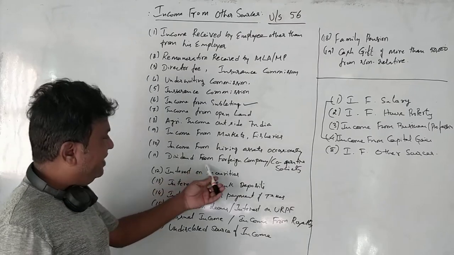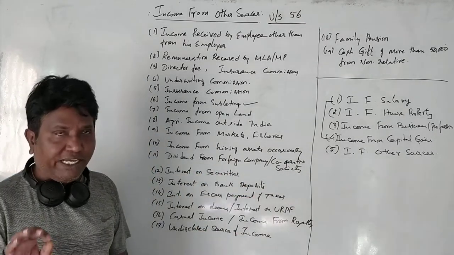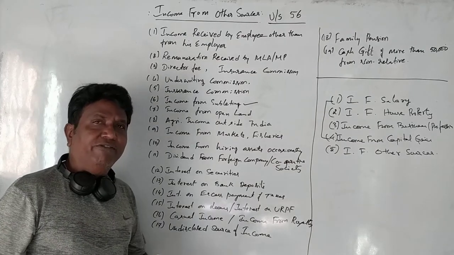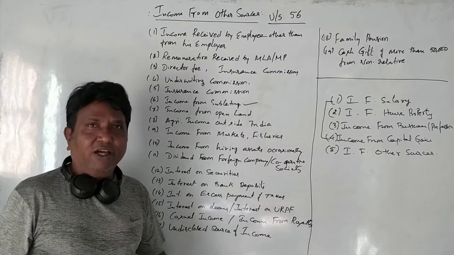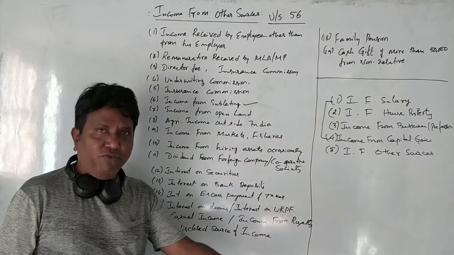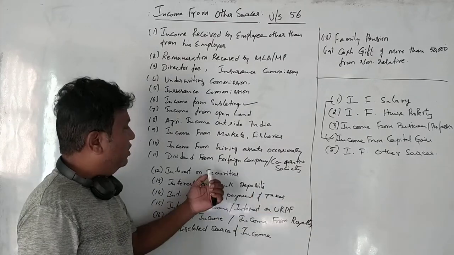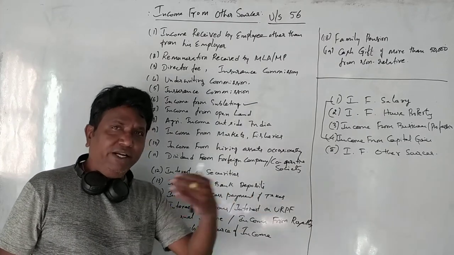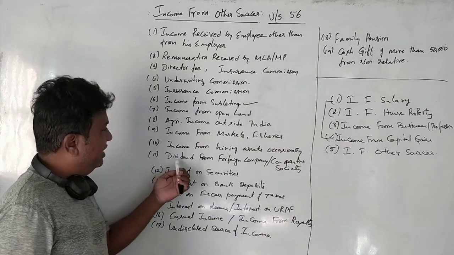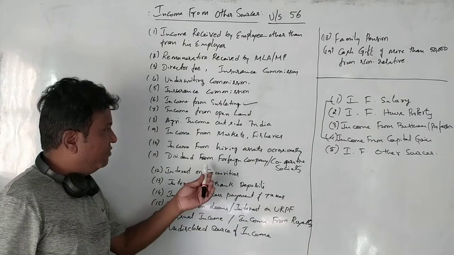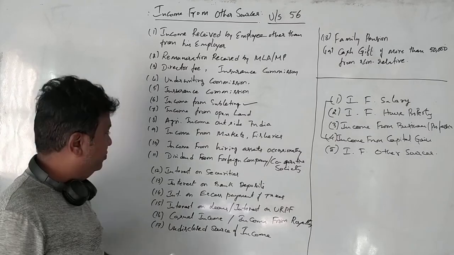Also, dividend from a foreign company or dividend from cooperative societies. Say you have invested in the shares of a foreign company or in a cooperative society, if you are a member of a cooperative society and have taken a share membership, and you receive dividend regularly every year, such dividend from a foreign company is fully taxable under the head income from other sources.